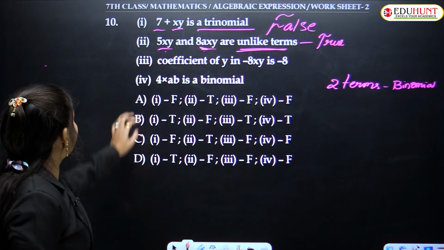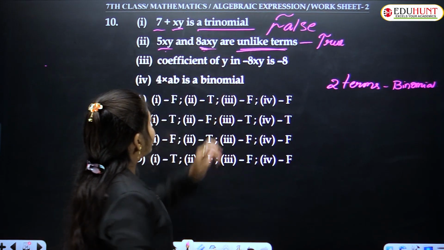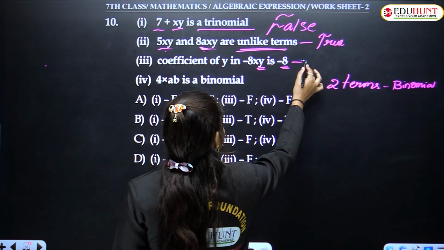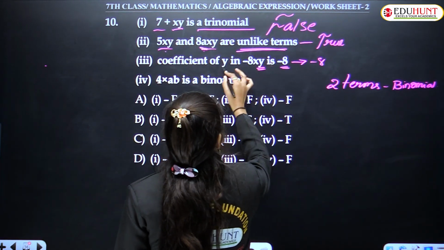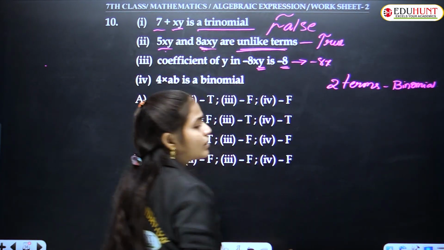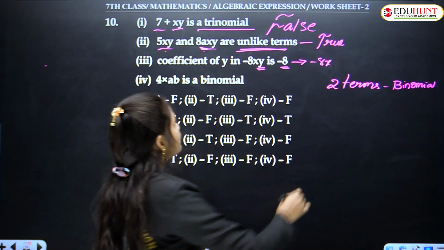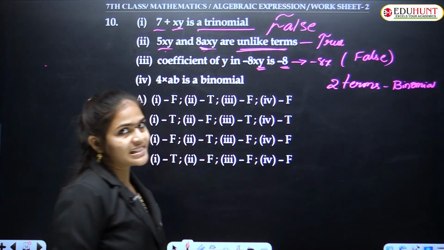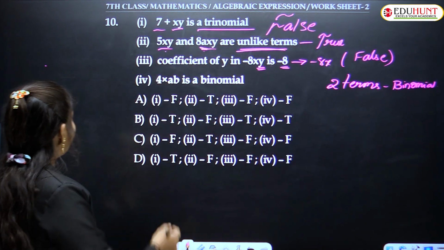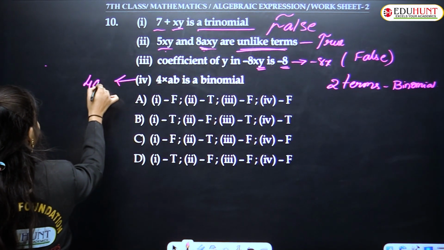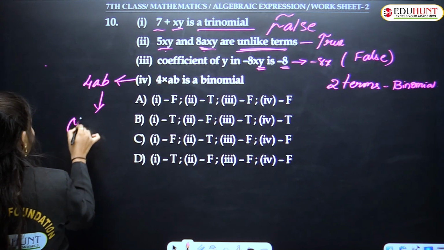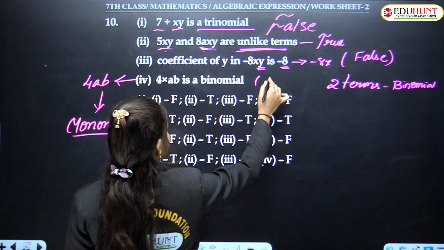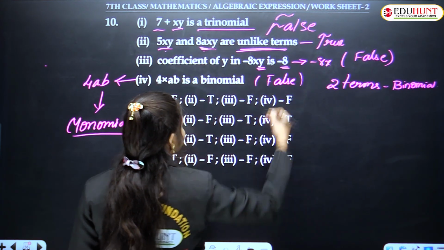Understand? Yes. Next, the third one, coefficient of y. The coefficient of y is given as -8 only, but actually the coefficient of y is -8x. They have given -8, so this is also a false statement. And 4 into AB is 4AB, which is a monomial term, not a binomial. So this is also a false statement.